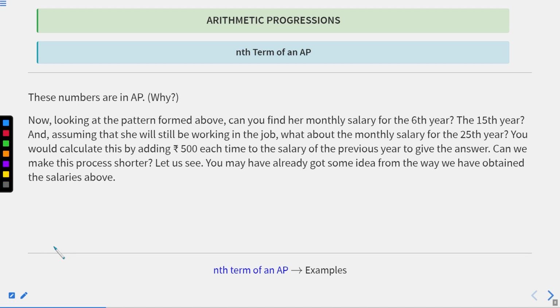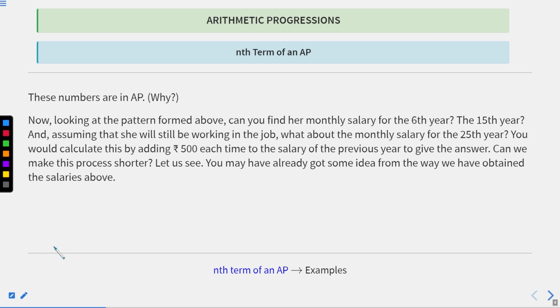Now looking at the pattern from above, can you find her monthly salary for the sixth year, the fifteenth year, and assuming that she will still be working in the job, what about the monthly salary for the 25th year? You would calculate this by adding 500 each time to the salary of the previous year to give the answer.